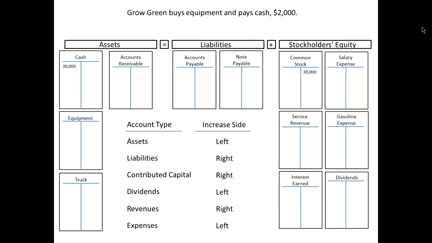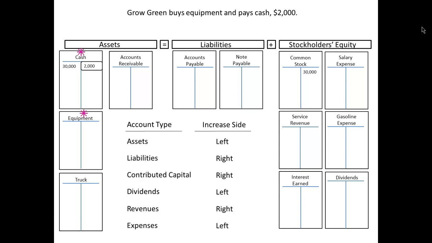Let's use these steps to analyze and record the second transaction in which Grow Green bought equipment and paid cash. What accounts are affected? Cash and equipment. For cash then, what type of account is it? Asset. What is the increase side for an asset? Left. Did the transaction cause cash to increase or decrease? Decrease, since Grow Green paid cash. Since cash decreased, we will record the $2,000 on the opposite of the increase side, so on the right side of the cash account.